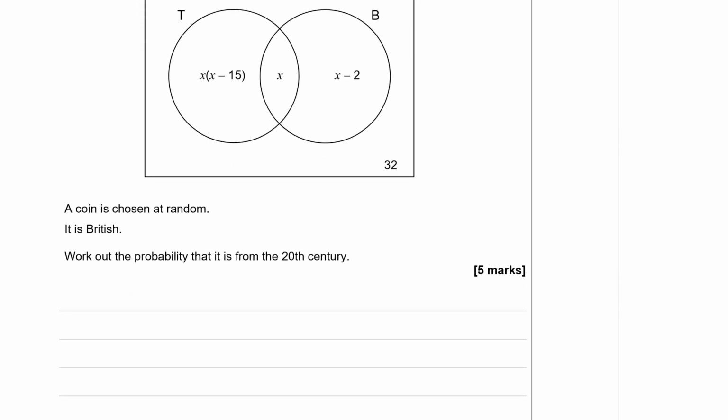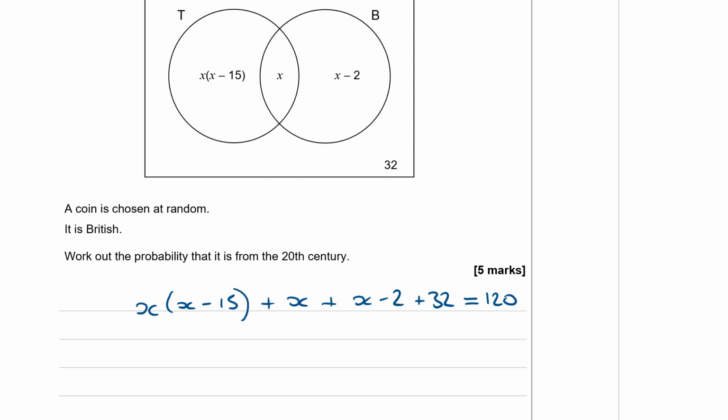Okay, so all the different regions of the Venn diagram should add up to 120. So we've got the x lots of x minus 15, plus the x minus 2, and plus the 32, which is outside both sets, and that is equal to 120. So we're going to have a quadratic in x, aren't we, here?